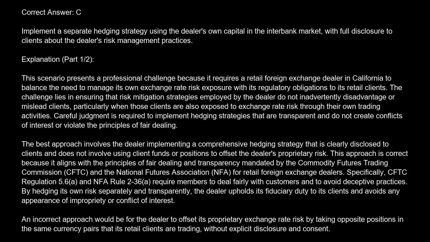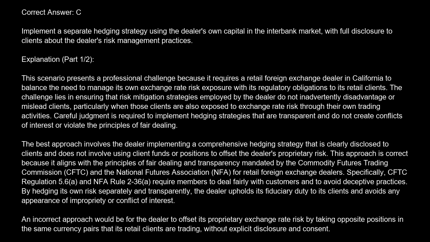Specifically, CFTC Regulation 5.6a and NFA Rule 2-36a require members to deal fairly with customers and to avoid deceptive practices. By hedging its own risks separately and transparently, the dealer upholds its fiduciary duty to its clients and avoids any appearance of impropriety or conflict of interest.